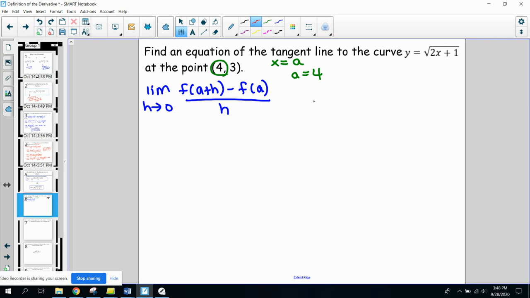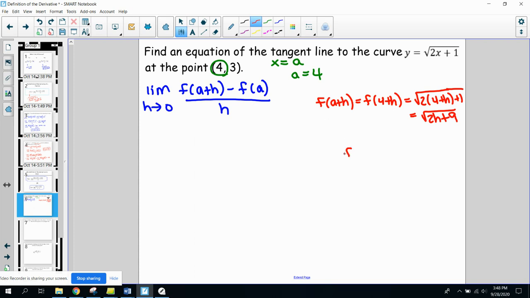What I'm going to do over here on the side is figure out each piece so I can plug them in. First I'm going to do f of a plus h. I know that that's the same thing as f of 4 plus h. So I'm going to plug that right into my function. So 2, and then instead of x, 4 plus h, plus 1. If I distribute the 2 and add the 1, I end up getting 2h plus 9. Sorry, square root of 2h plus 9. So that's what f of a plus h is.